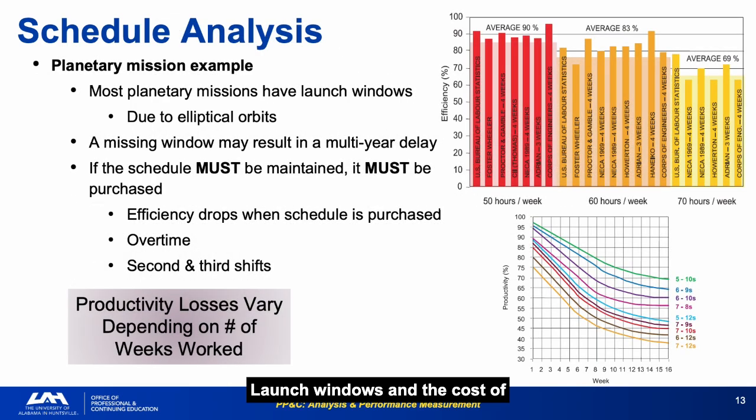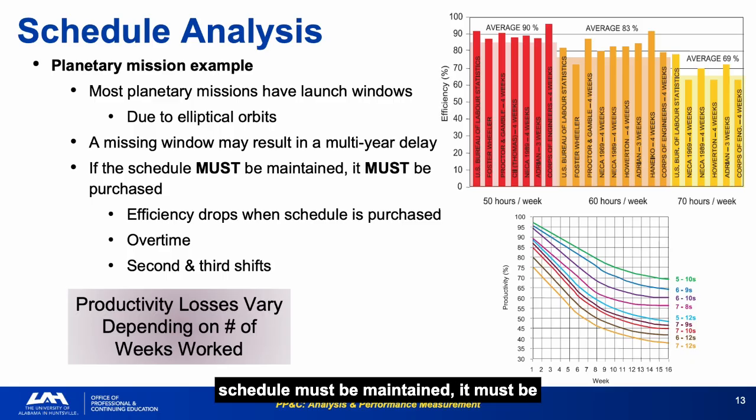Launch windows and the cost of buying schedule. Most planetary missions have fixed launch windows. Missing them means multi-year delays, and purchasing schedule through overtime loses efficiency. The productivity loss chart shows that extended overtime degrades efficiency steadily. Two shifts and significant overtime are less efficient per hour, not more.